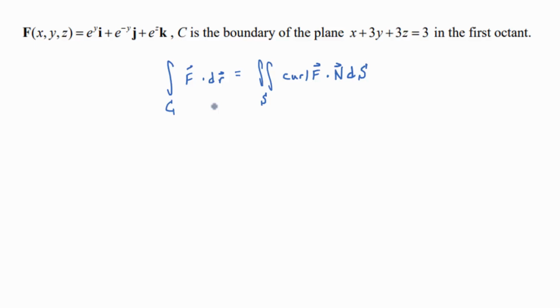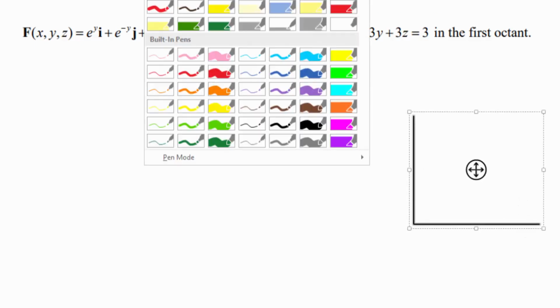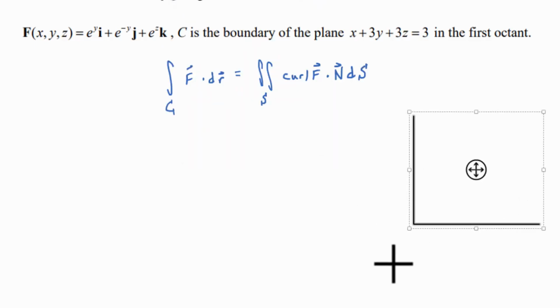Let's go ahead and draw the surface. That's a good skill to know how to do and to review as well. So we're just in the first octant, so I'm just going to draw the first octant here. So x, y, z. Okay, so I want to draw the plane, and C is the boundary of that plane in the first octant. So what would be a good way to draw the part of the plane that lies in the first octant? Just find the intercepts and connect them.